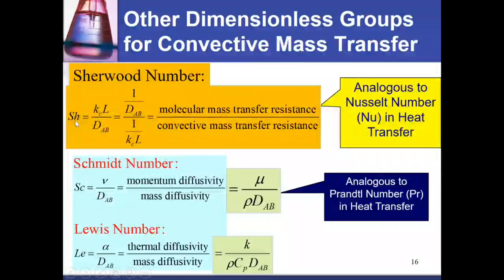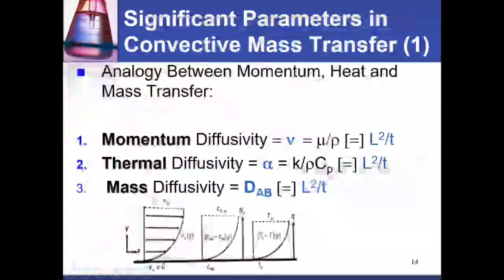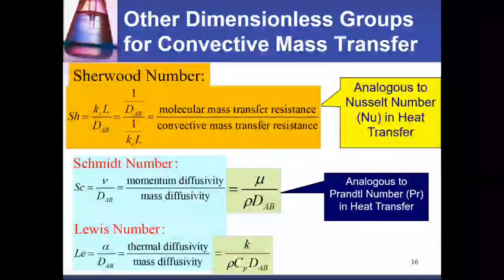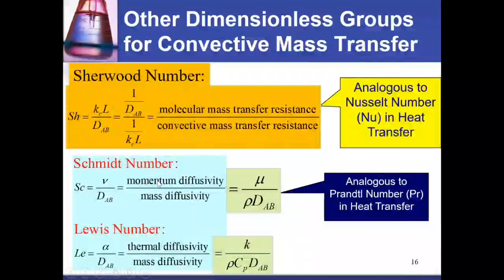So this Sherwood number in mass transfer is analogous to the Nusselt number in heat transfer. We have another number called the Schmidt number in mass transfer. The Schmidt number is momentum diffusivity over mass diffusivity. So if you go back to this here, momentum diffusivity over mass diffusivity, you divide mu over rho by DAB, and you get something called the Schmidt number, or you can use the kinematic viscosity instead. So this is momentum diffusivity over mass diffusivity. We call it the Schmidt number.